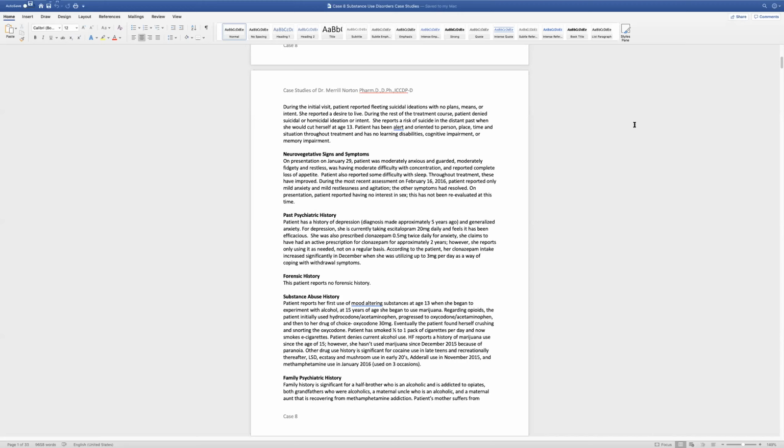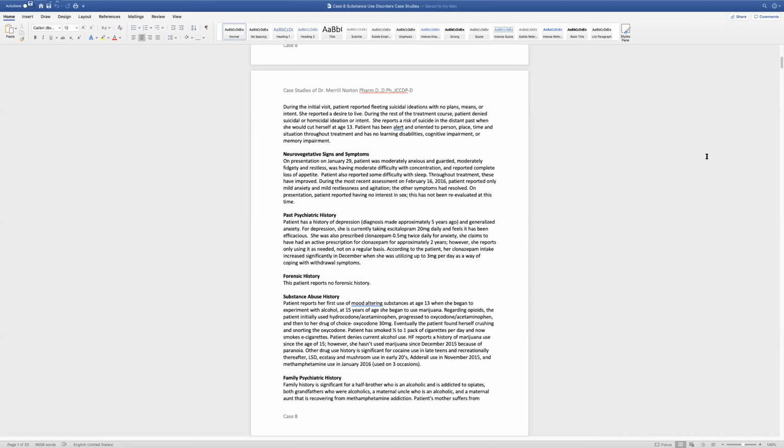Vegetative signs, moderately anxious and guarded, moderately fidgety and restless, having moderate difficulty with concentration, reported complete loss of appetite. Has some difficulty with sleep throughout treatment. They may be improved. Most recent assessment, patient reported only mild anxiety and restlessness and agitation.